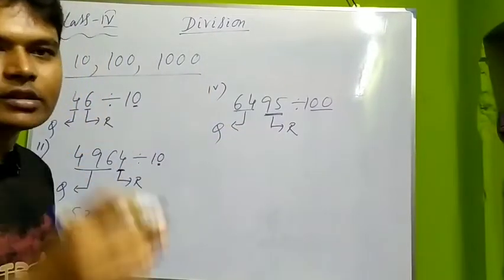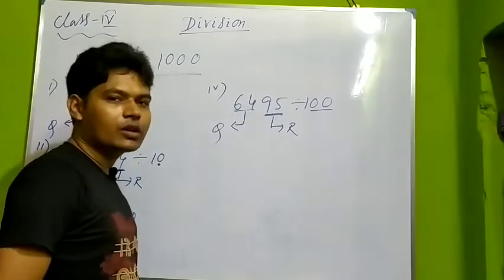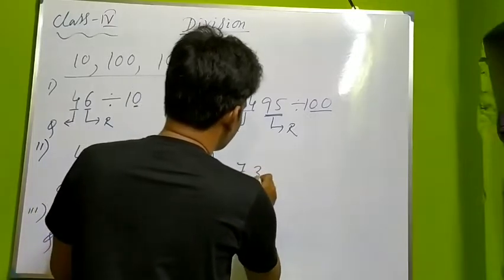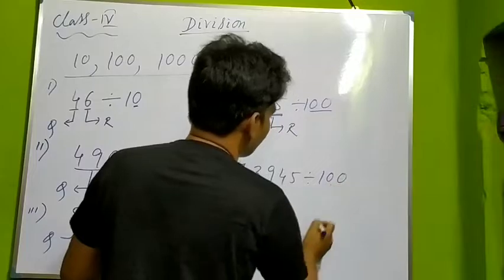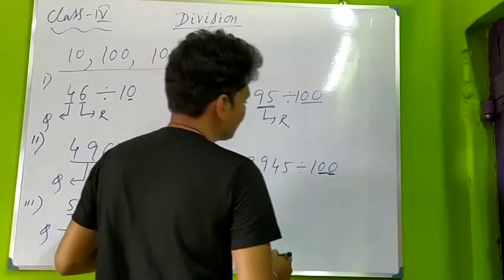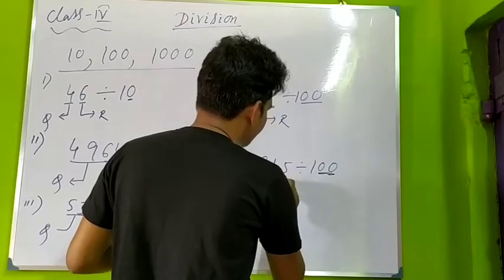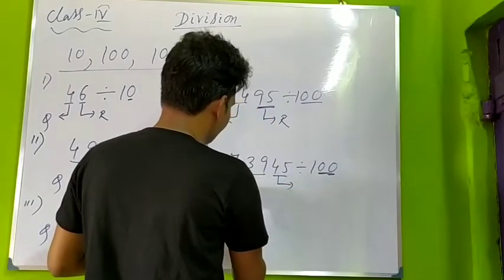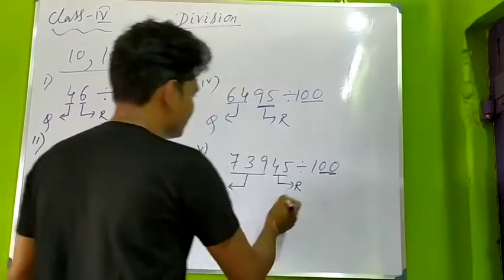Okay, you just check it quickly. Now take a 5 digit number, 73945 divided by 100. How many zeros are there? There are 2 zeros. So you just remove these 2 digits from the right hand side, and the rest, these 3 digits, will be the quotient, and these 2 digits will be the remainder of this division.